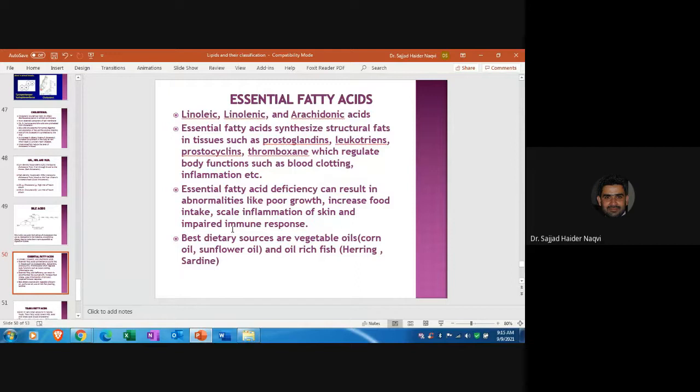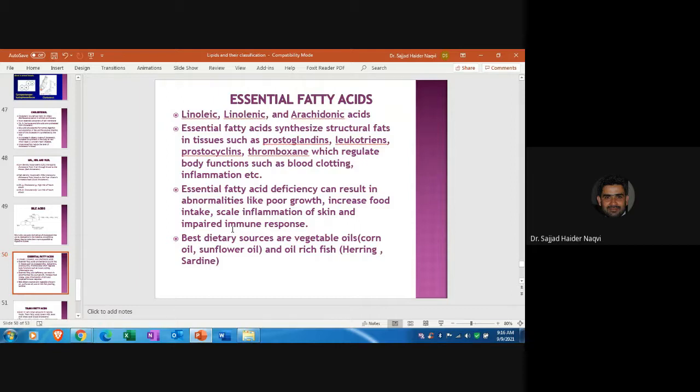When it comes to essential fatty acids, they are linoleic acid, linolenic acid, and arachidonic acid. These essential fatty acids can be used for synthesis of other molecules in your body, like prostaglandins, which are hormone-like structures, leukotrienes, prostacyclin, and thromboxane. These are all modulator molecules which help in different processes within the cell, in the regulation of blood clotting, inflammation, reactions or infections, etc.